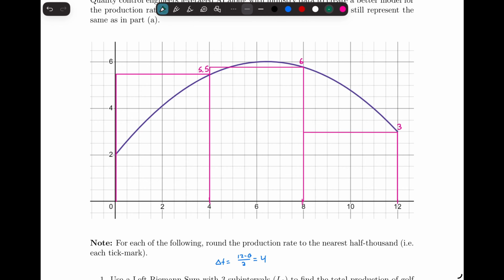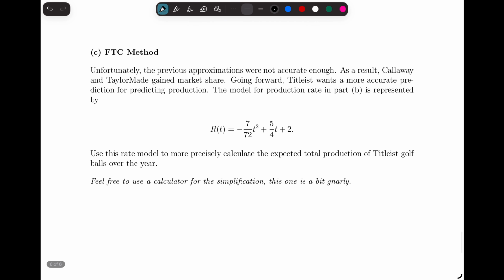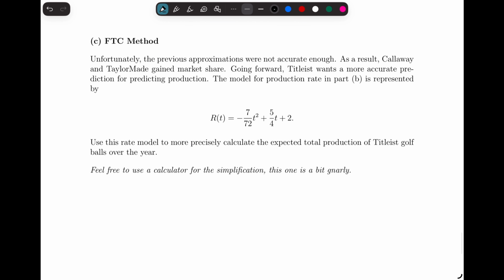The left Riemann sum and right Riemann sum of only 3 subintervals is nowhere near enough for an actual representation, because you have all this space here that's incorrect, all this big gap here. It looks like it may actually come out so that it equals out, but that's just purely coincidence. But we will see in the last question, the fundamental theorem of calculus method, we will actually use the real model.